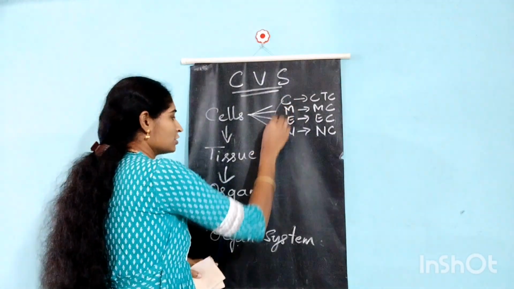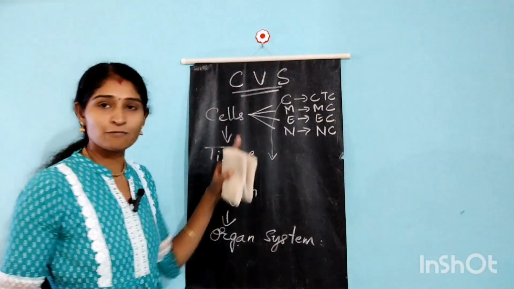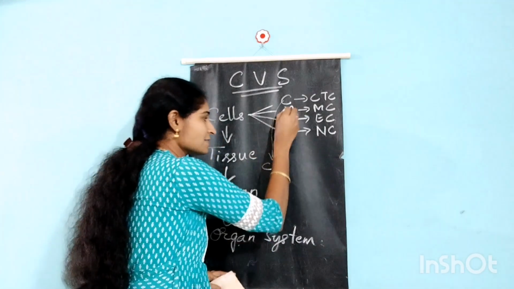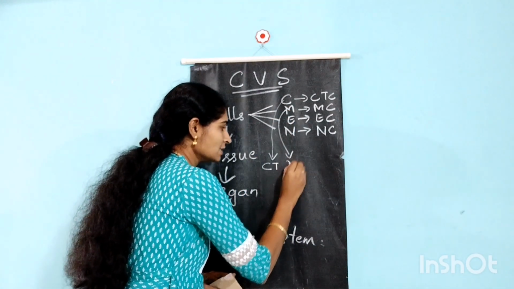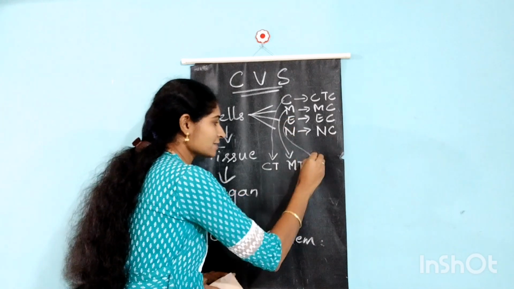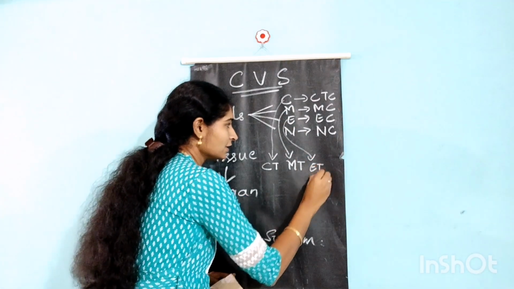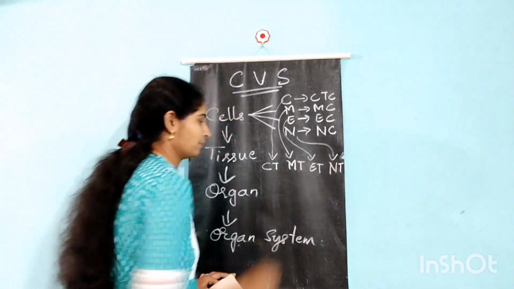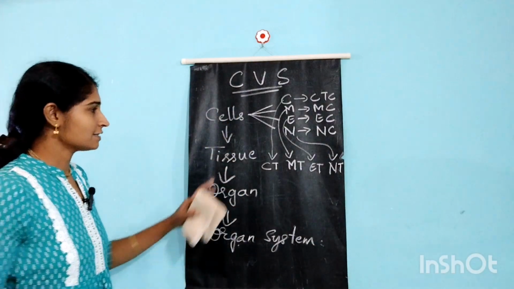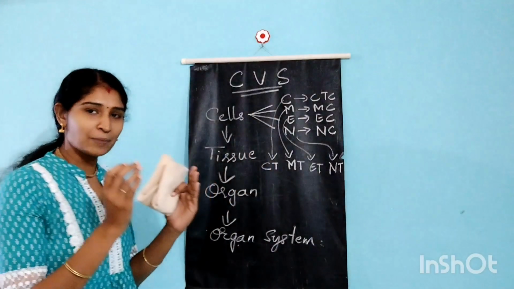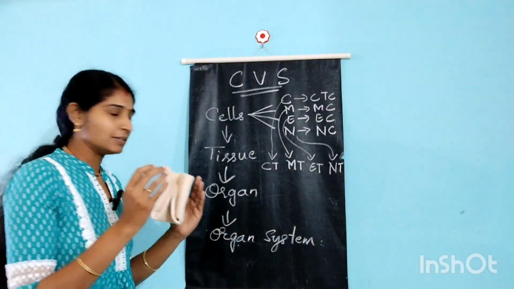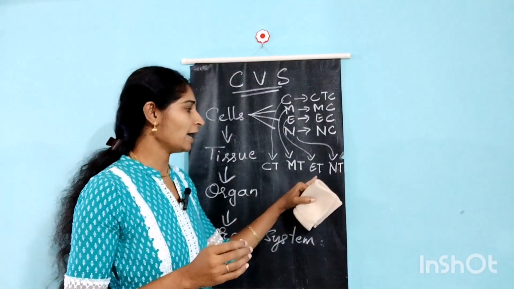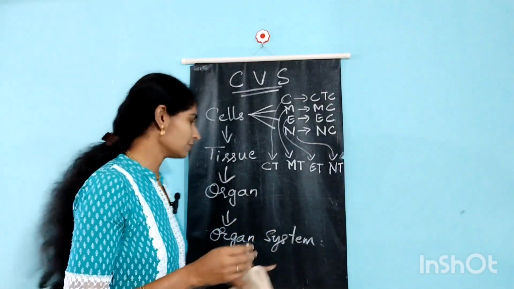First, coming to the connective tissue cell. Connective tissue cell forms connective tissue. Then muscle cell forms muscle tissue. Epithelial cell forms epithelial tissue. Nerve cell forms the nervous tissue. So these cells combine together for a particular action that forms the tissue, that is connective tissue, muscle tissue, epithelial tissue and nervous tissue.